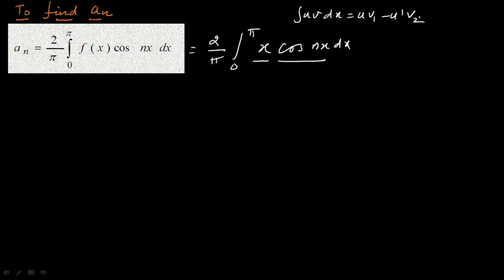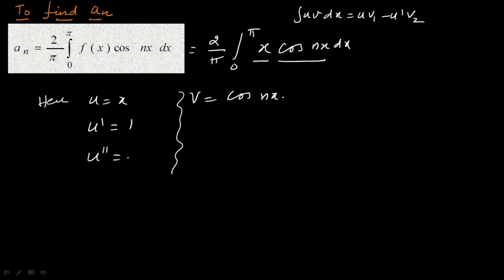We may not move up to that after u dash, because u double dash means this x is having power 1, so that becomes 0, so we have to stop up to this. So for your clear understanding, I have to write here. So here your u is x and your v is cos nx, and u dash is differentiating u with respect to x, you get 1, whereas once again if you differentiate, differentiating a constant gives you 0. So we have to stop up to u dash. So that's why I stop this formula up to u dash.